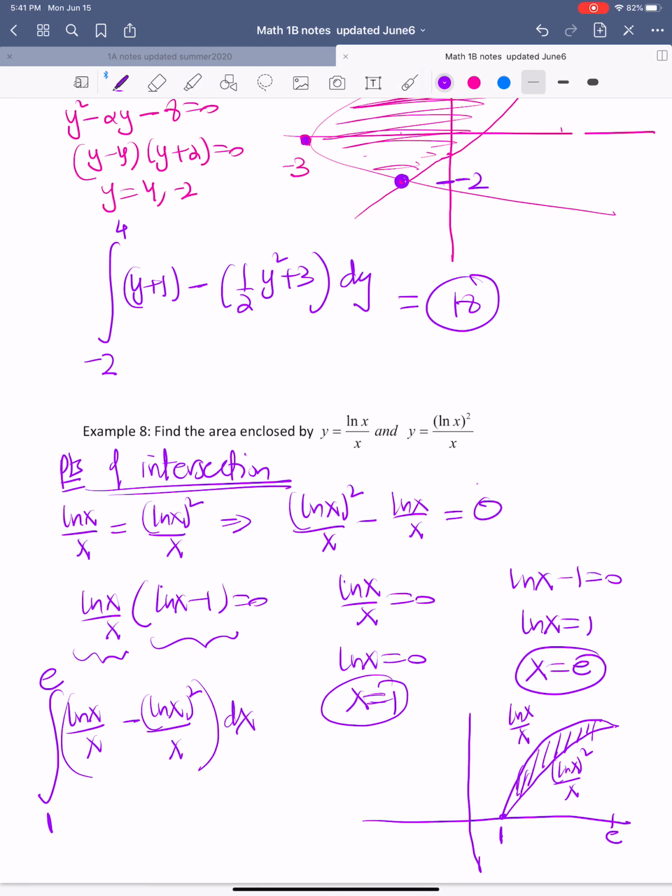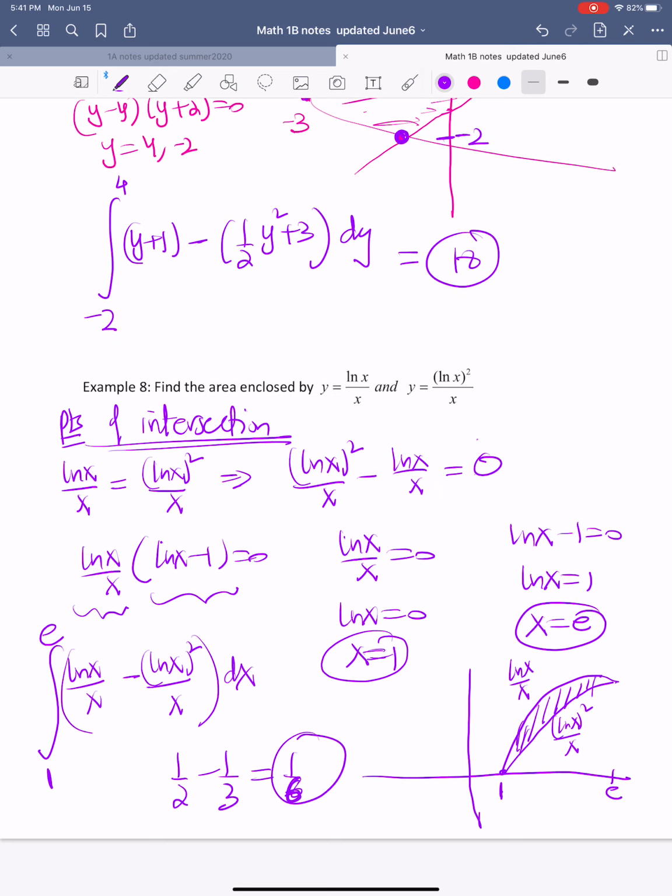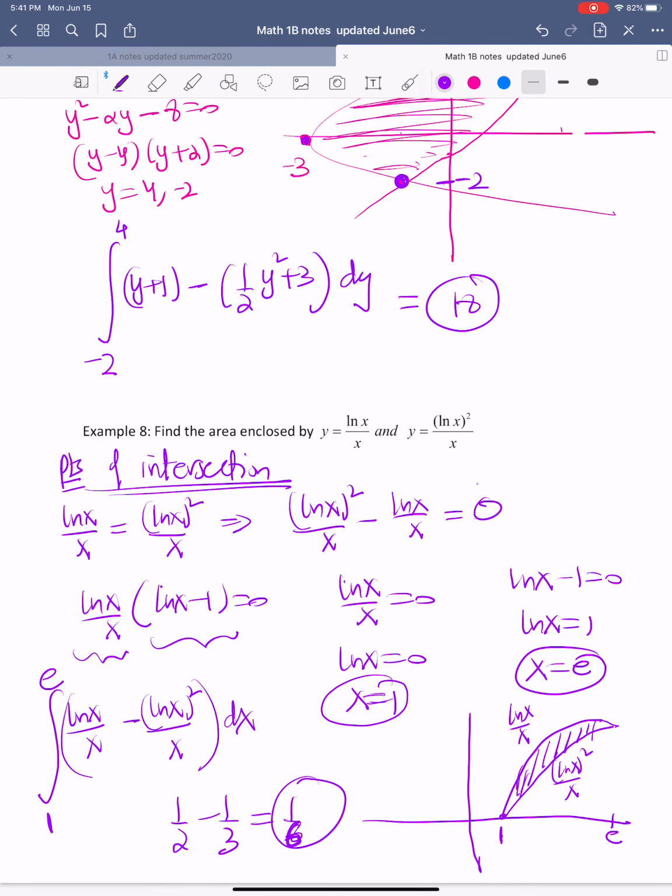I'm kind of running out of space, so I would just use an integral calculator, and it turns out that 1 over 6 is the area between the two curves. Okay, let's see if there's any more examples. That's all for the examples for area between two curves.